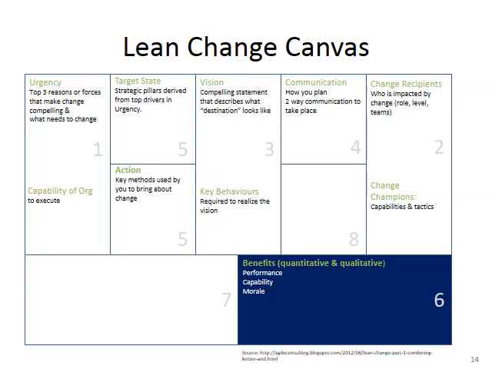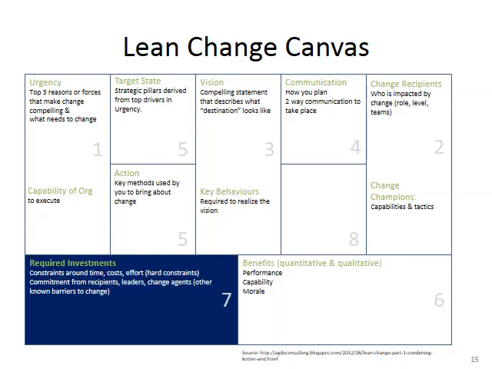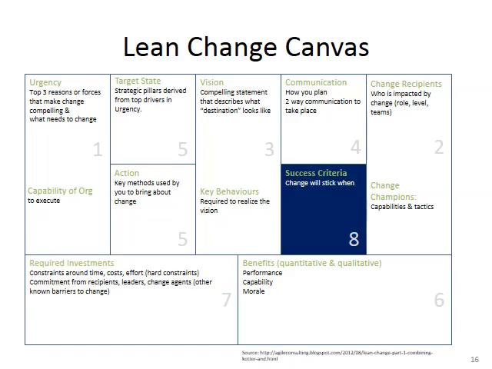Benefits, quantitative and qualitative. Performance, capability, morale. Required investments, constraints around time, costs, effort. These are hard constraints, and commitment from recipients, leaders, change agents. These are other known barriers to change. Success criteria. What will change when?